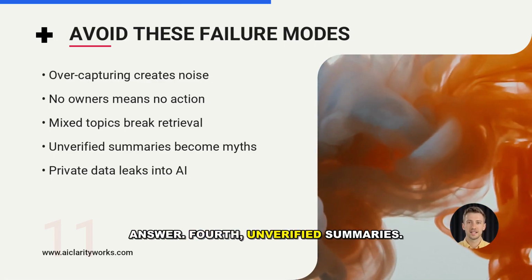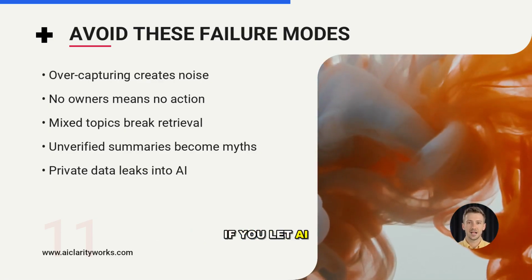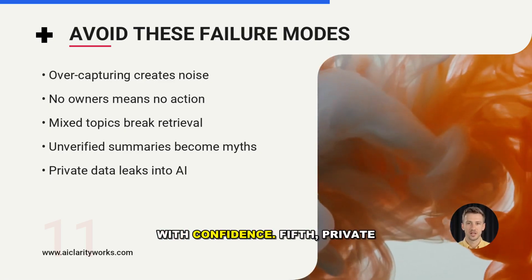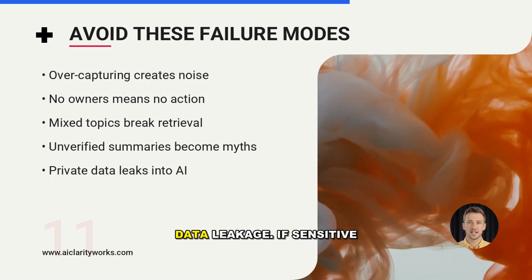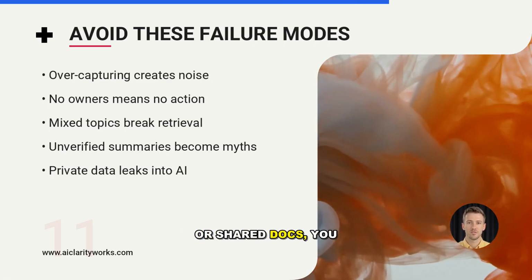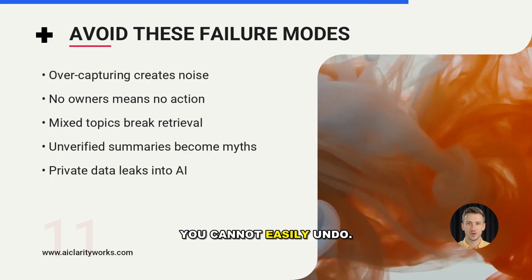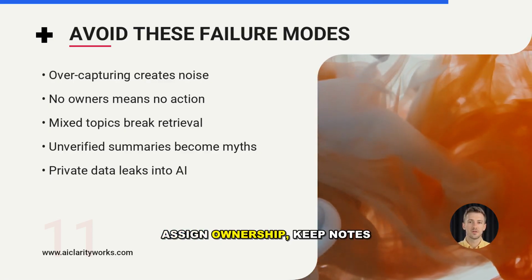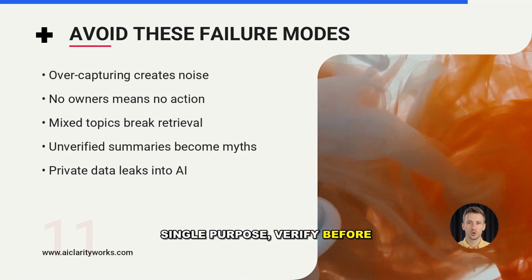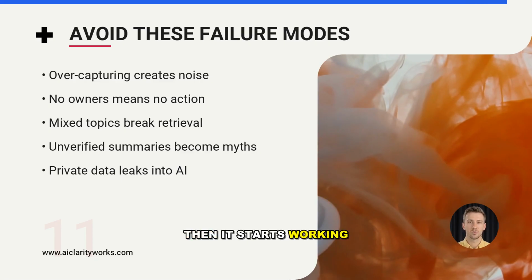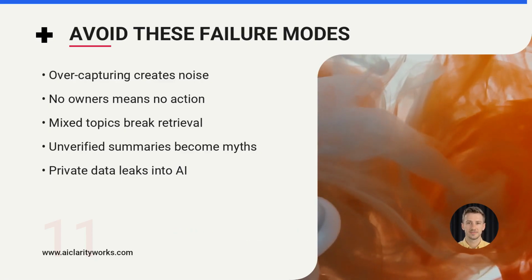Fourth, unverified summaries. If you let AI paraphrase shaky inputs, you end up repeating myths with confidence. Fifth, private data leakage. If sensitive details slip into prompts or shared docs, you have created a risk you cannot easily undo. Keep the system small, assign ownership, keep notes single-purpose, verify before you trust, and protect what should stay private. Then it starts working without constant effort.